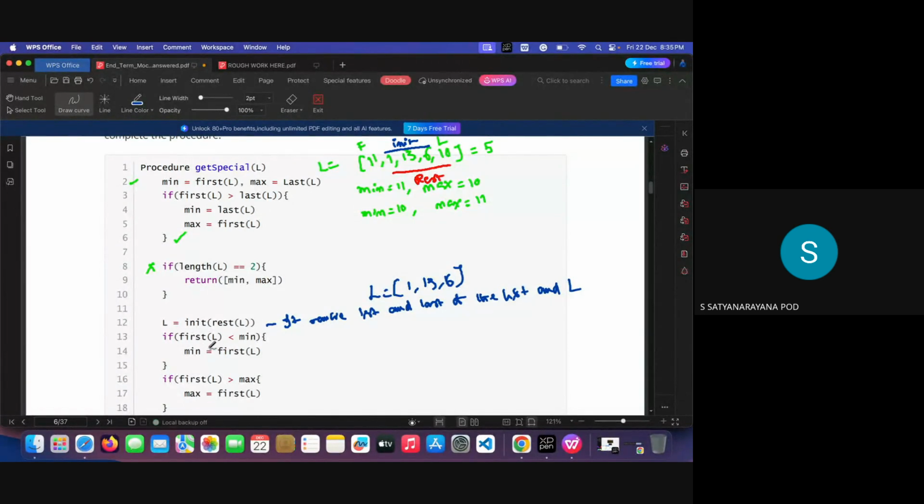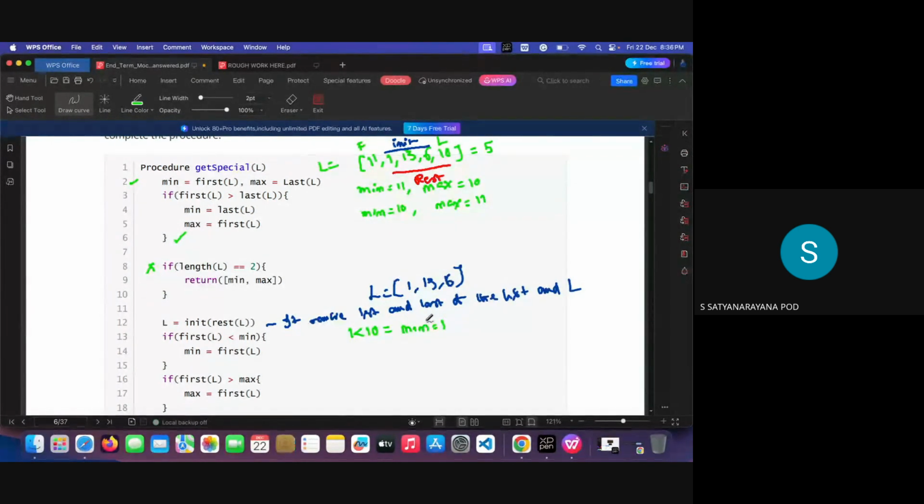Now we are checking: is first of L less than min? Right now, what is my min value? It's 10. Clear? My first element is 1. It is already a compressed part: left part and right part are removed. So my first of L is going to be 1. Is 1 less than 10? Yes. Now my min is updated with 1.